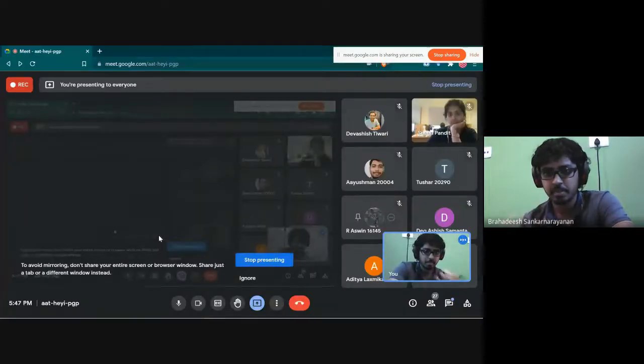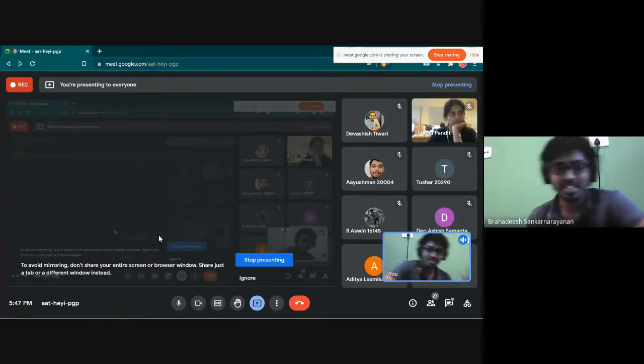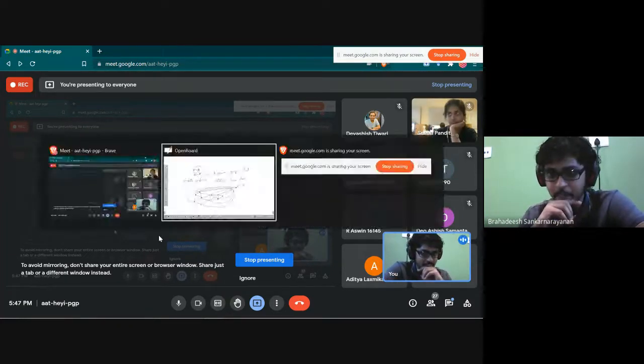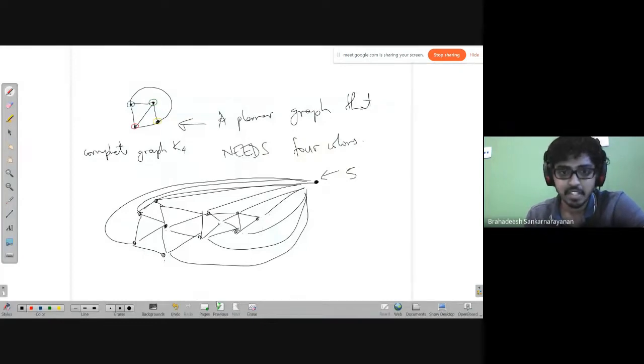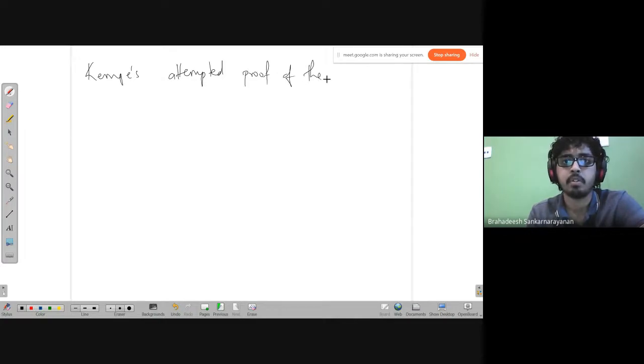Okay, does that help? I don't know whether this is helping out, but let's see what Kempe had in mind. Okay, so Kempe's attempted proof of the four-color theorem. Let's just call it FCT, the four-color theorem. Okay.